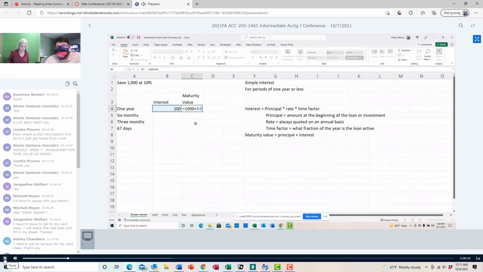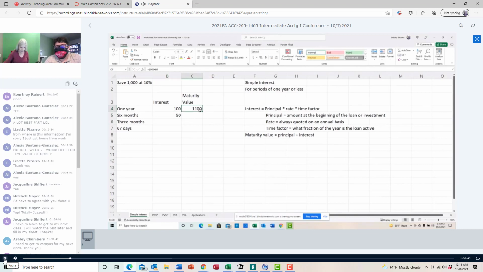So if we start off with $1,000 and we earn interest of $100, we'll have $1,100 in maturity value. Now, if we save $1,000 for 6 months, we would take principal of 1,000, multiply it by our rate of 10%, and then multiply it by the time factor. 6 months, our time factor would be 6/12. So we would earn half of a full year's interest because we're putting it in for half of a year. So we would earn $50 of interest.